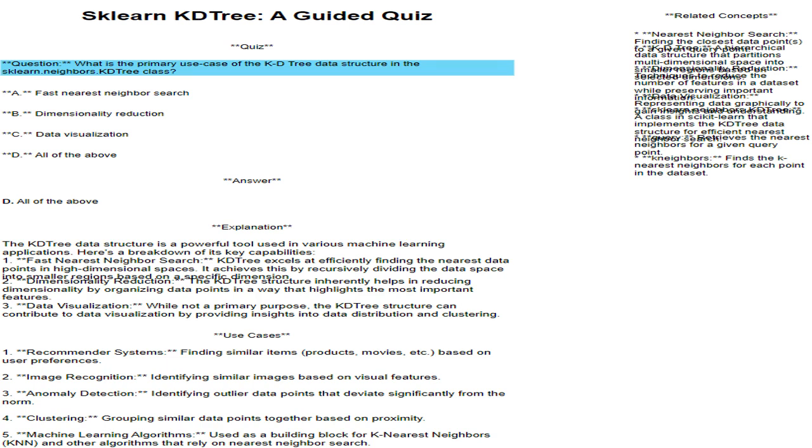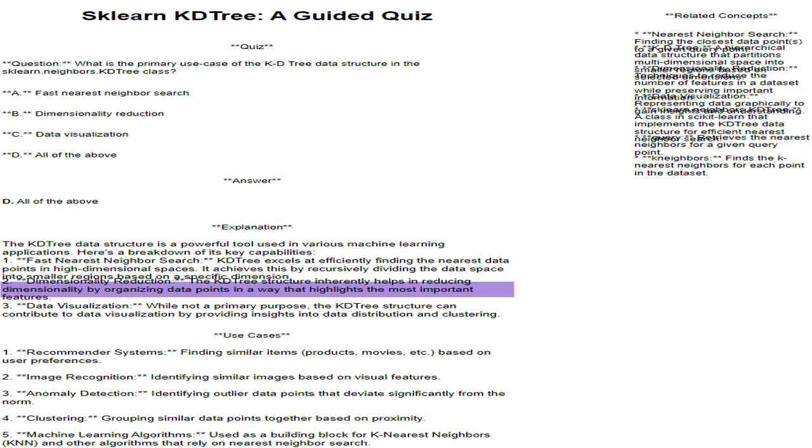In a 2D dataset, a KD tree would partition the space by dividing it along either the x-axis or y-axis at each level, recursively creating smaller regions with data points. This partitioning allows for efficient search for nearest neighbors by navigating through the tree structure based on the query point's coordinates.